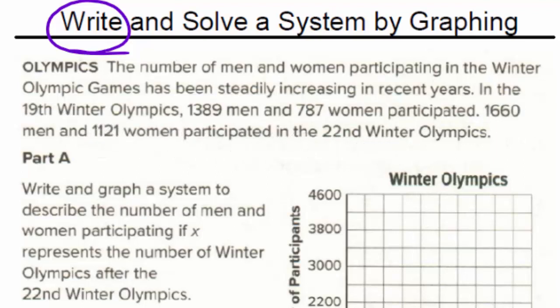Part A wants us to write and graph a system to describe the number of men and women participating if, and here you've got to be careful, x represents the number of Winter Olympics after the 22nd. So x is representing how many Olympics occur after, and y is the number of men or women, which means we have two equations, one for men and one for women.